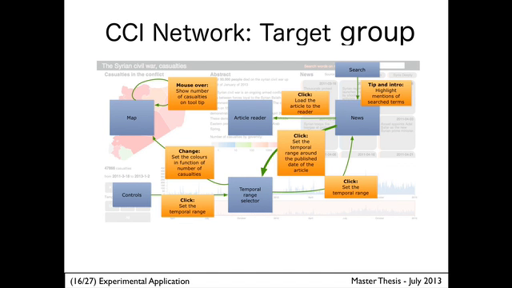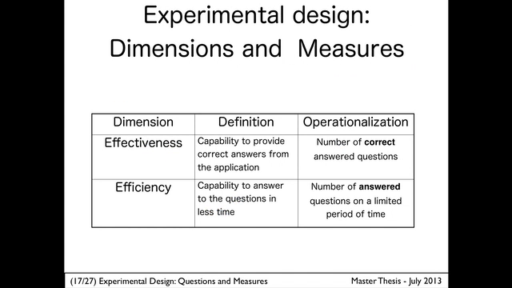Component-to-component interaction becomes now cyclical. What are the effects of increasing the connectivity and the complexity among component connections? The effects are going to be measured in function of two dimensions. The first dimension is the effectiveness of the application. That's the capability of the application to provide to the users the correct answers from the source data. It will be represented by the number of correct answered questions.